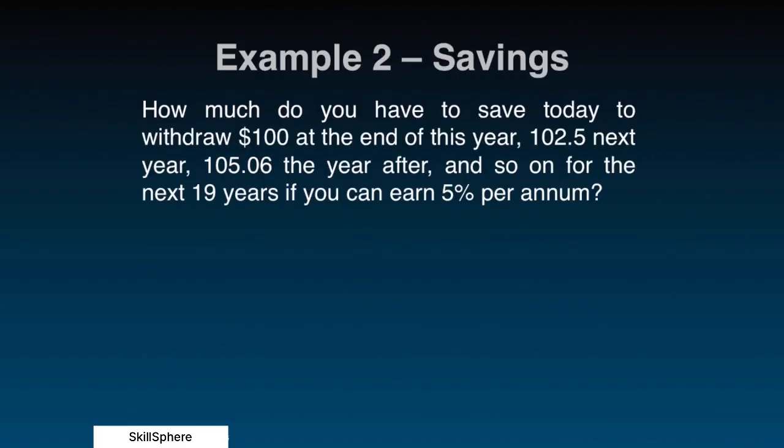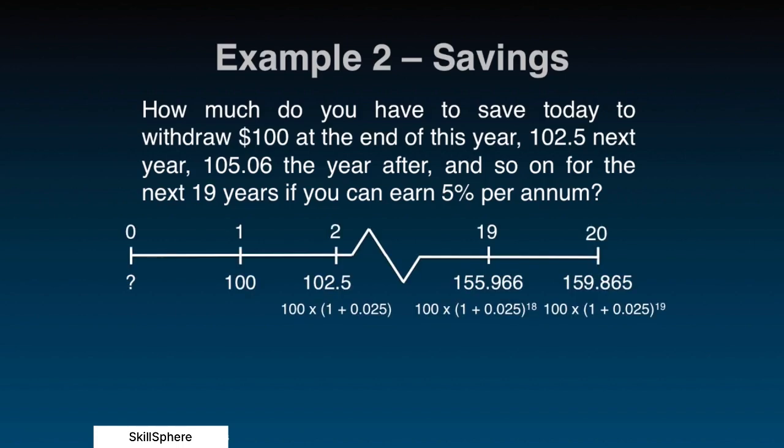Let's do an example. How much do we have to save today to withdraw $100 at the end of this year, $102.50 next year, $105.06 the year after, and so on for the next 19 years if we can earn 5% per annum? Well, let's draw a timeline, and what we see is that our first withdrawal of $100 occurs 1 year out, then 102.5, and on and on. What we can discern from this problem is that these cash flows are growing at a constant rate G equal to 2.5% per annum.